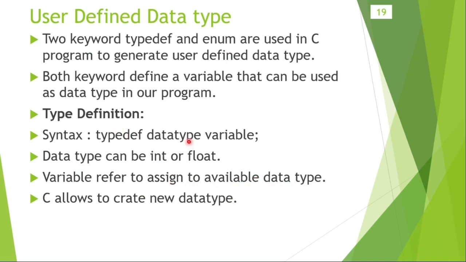Okay, so this we will do afterwards. C allows us to create a new data type. What C will do is that the data type is created as a new data type. That program is in a further slide, so we will check it.